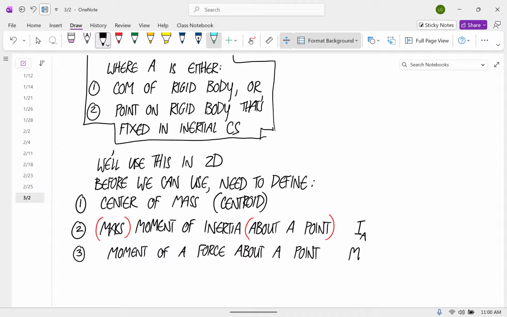That's going to be our capital M sub A. And again, since we use this all the time, people tend to just leave this off and call it a moment. But the fact that it has to be caused by a force and that it has to have a defined about point to make sense, you should keep that in mind.